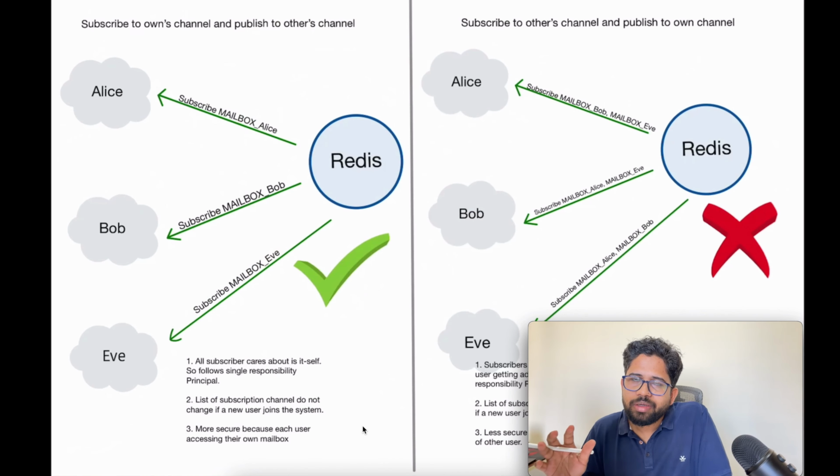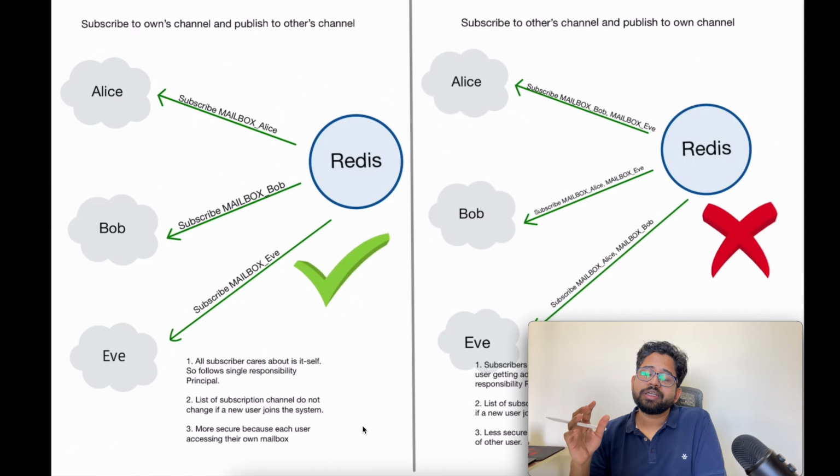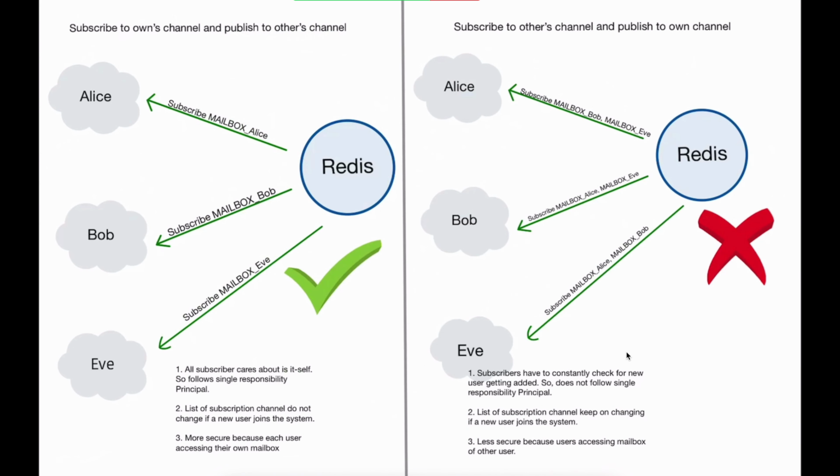Now there is one more important discussion or design choice, which is slightly nuanced. There are two ways in which you can subscribe to the channels in Redis. One is that you subscribe to your own channel and publish to others' channels, and the other is subscribing to other channels and publishing to your own channel. Now the thing is, till now we have justified that, hey, the pub/sub model is good, let's just use the pub/sub model, but that is not enough.